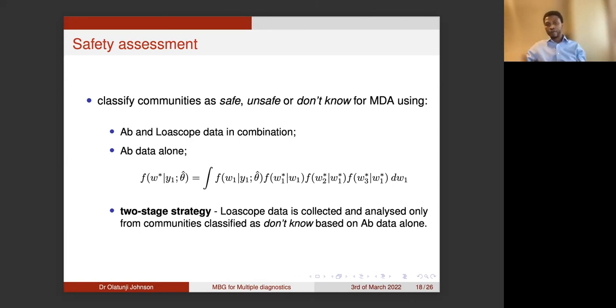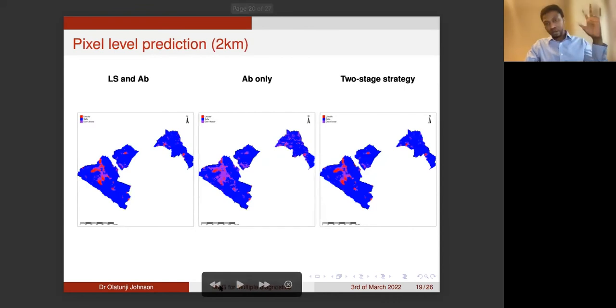Let me recap that again. Go to the field and use the antibody test, come back, and we classify areas as safe, unsafe, and don't know. You go back to the don't know areas to use lower scope there, and then you give us the data again. Then we use that to reclassify the don't know areas. And I'm going to show us the results.